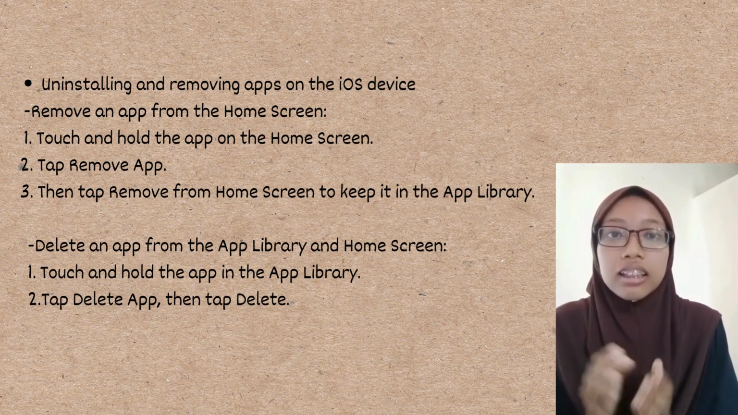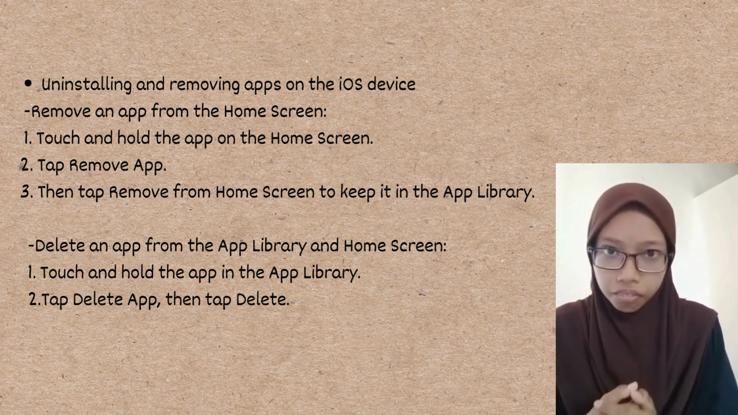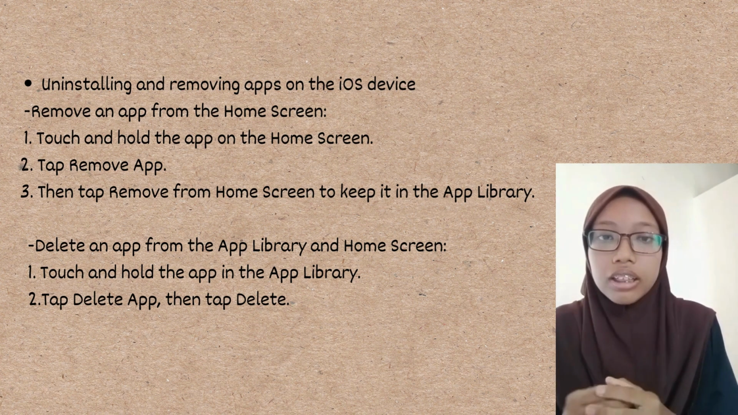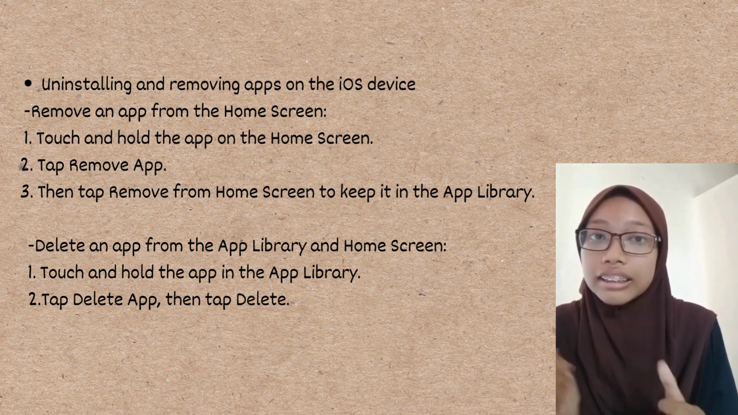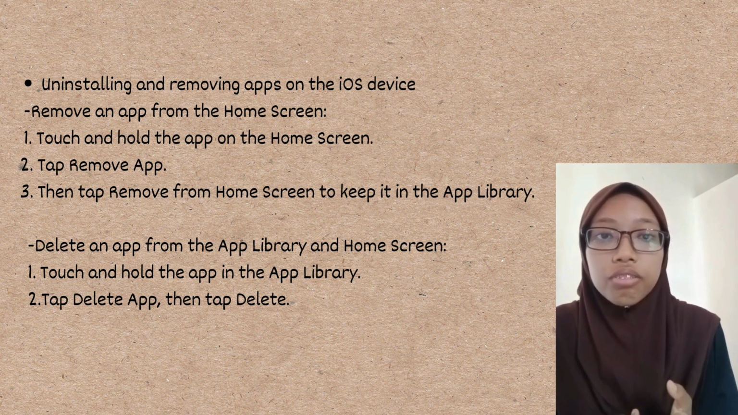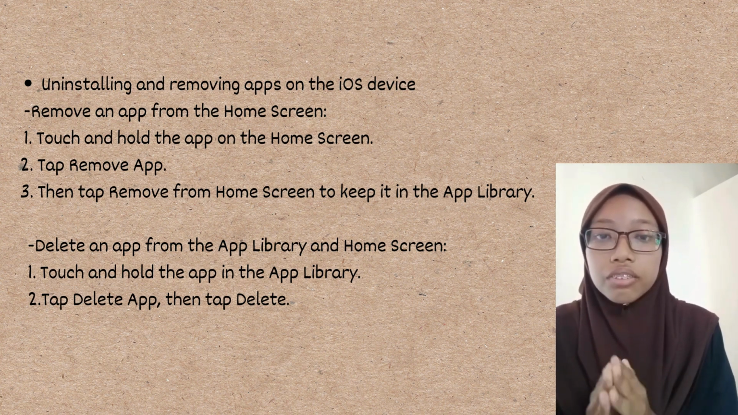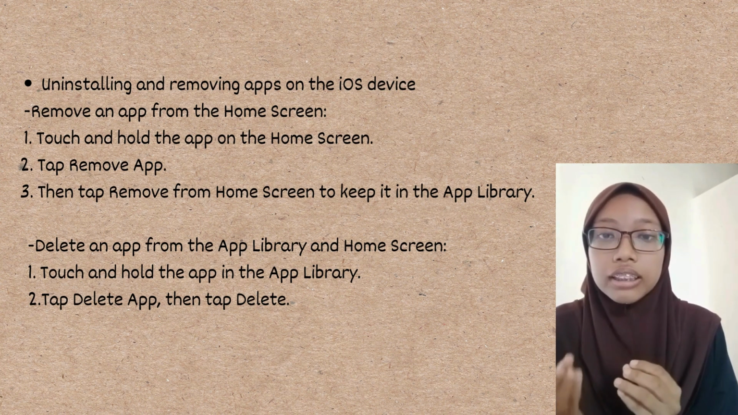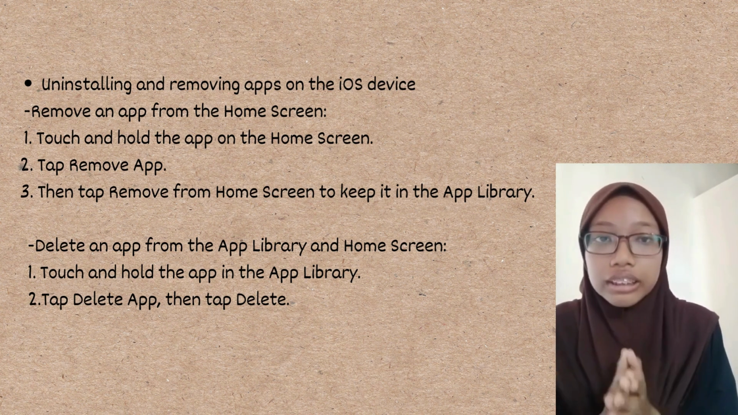Other than that, you can also uninstall and remove apps from your iOS device. If you want to remove the apps from the home screen only, just touch and hold the apps on the home screen. Then tap Remove App. Then tap Remove from Home Screen to keep it in the App Library. So if you just want the apps in the App Library but not on the home screen, you can follow this step.